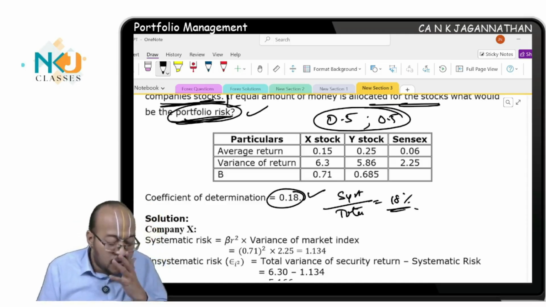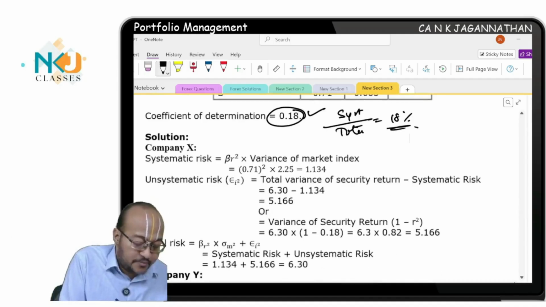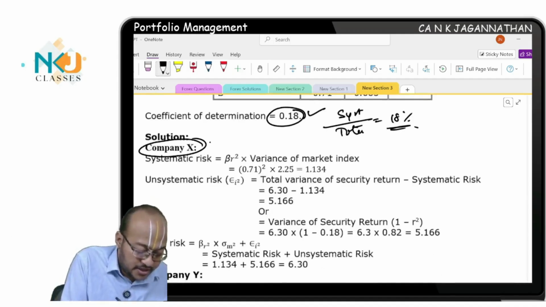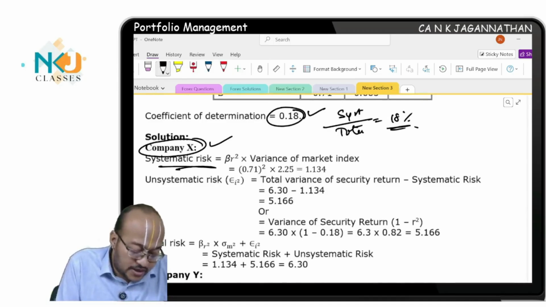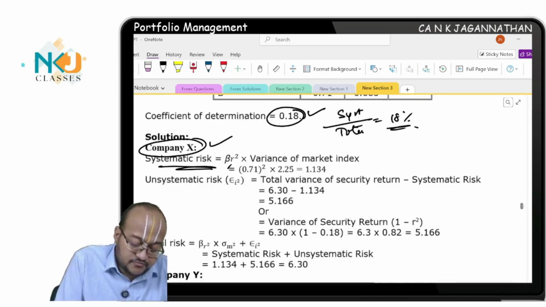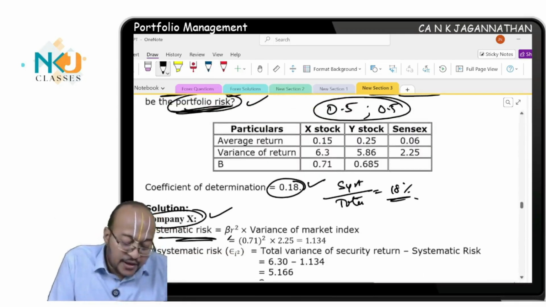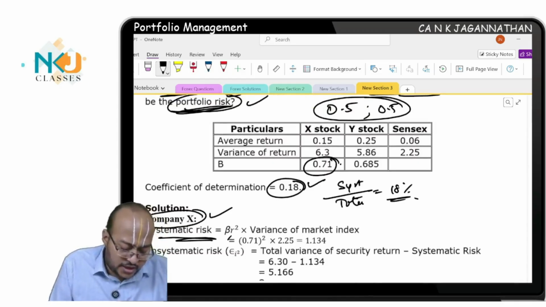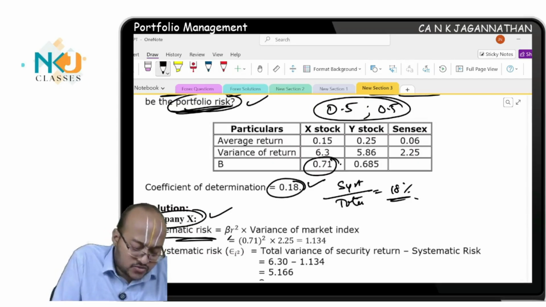Okay, now first step, what is that? Systematic risk. Company X I will consider first. For that, systematic risk is beta of X squared into variance of the market index. X stock beta is given, yes, 0.71. So beta of X, 0.71 squared, into variance of the market index, which is what you need to find out.